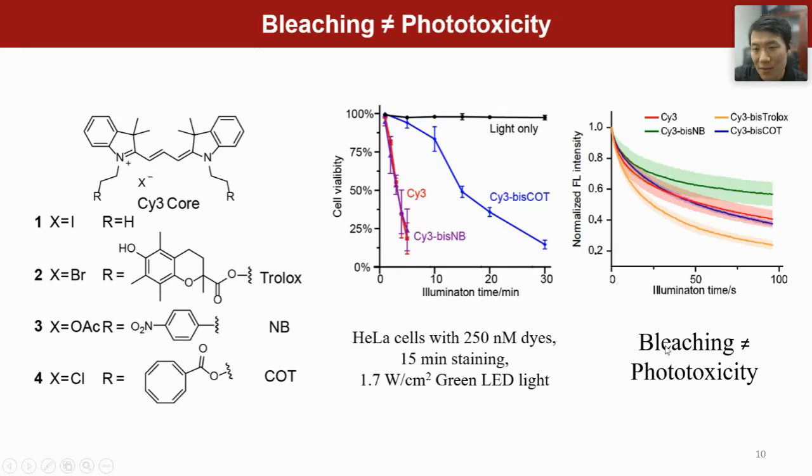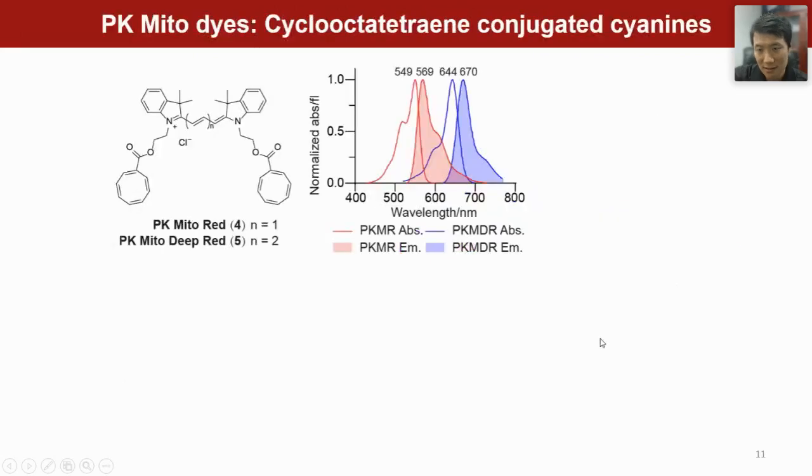One intriguing observation, which we want to emphasize, is that photobleaching does not equal phototoxicity. For example, the Cy3-nitrobenzene conjugate is actually the most photostable compound in our hands, but nitrobenzene obviously does not offer alleviation of phototoxicity. But COT, once conjugated to Cy3, is not that photostable, but it's the only effective triplet state quencher that eliminates the phototoxicity. So that's also an interesting point I want to mention.